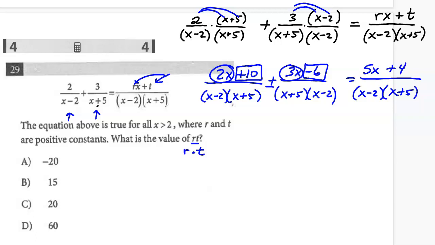So now I think I can see what my r and my t are. My r is 5 and my t is 4. So we needed to know what was r times t. So 5 times 4 is 20. Correct answer, C.